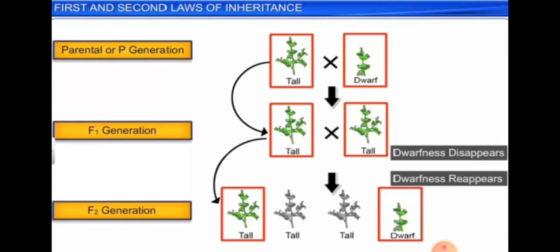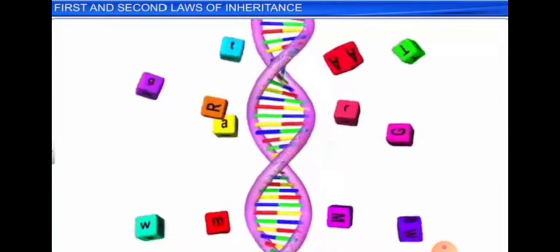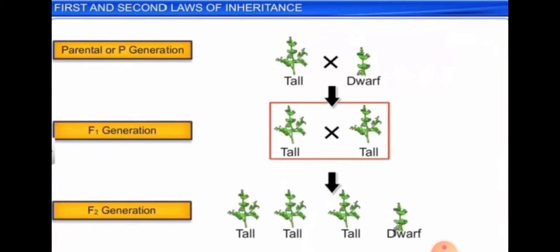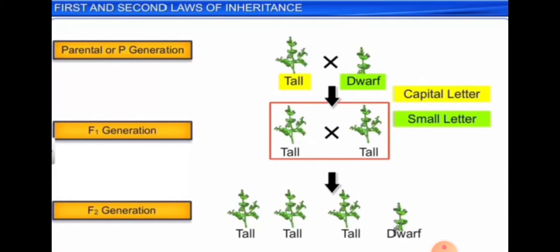Mendel called these the factors, which are known as genes. Genes are represented by letters for our convenience. The trait expressed in the F1 hybrid is denoted by a capital letter, while the other trait is denoted by the small letter. As all plants obtained from the cross between tall and dwarf plants were tall in the F1 hybrid, the tall trait is denoted by the capital letter T and the dwarf by the small letter t.